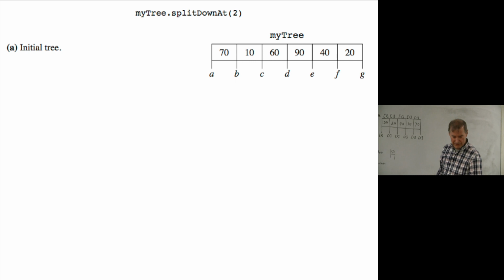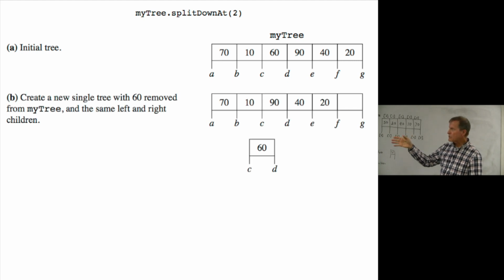Okay, so here's how this operation works. First of all, because we're going to have a new tree, what we have to do is create a new single tree with 60 removed from my tree and the same left and right children. Ooh, it looks like a job for our old friend, the constructor, that we just looked at. So we create a new single tree with 60 removed from my tree and the same left and right children, so C and D.